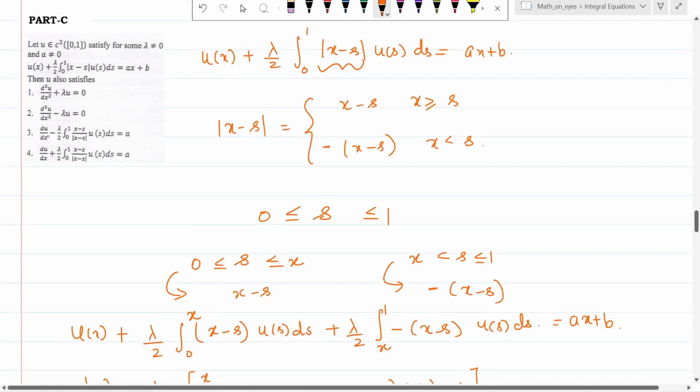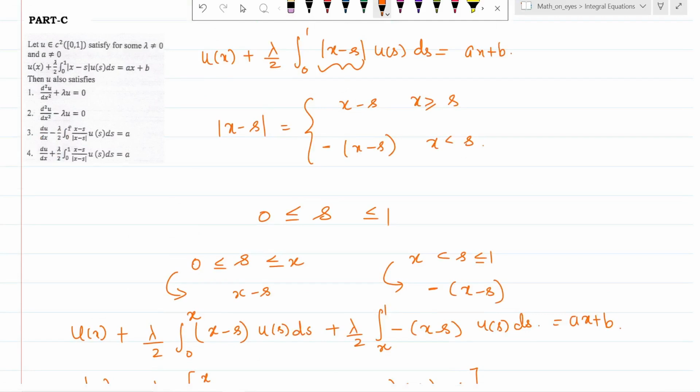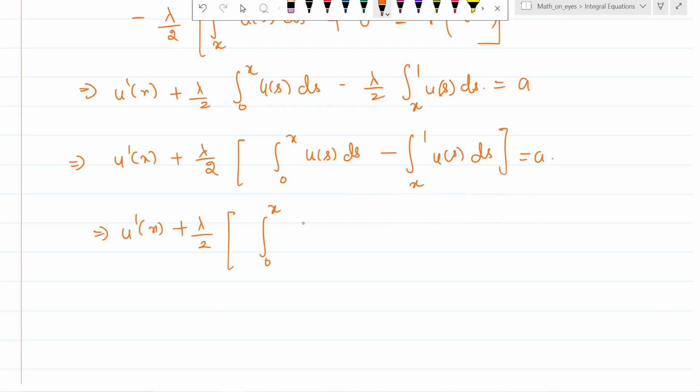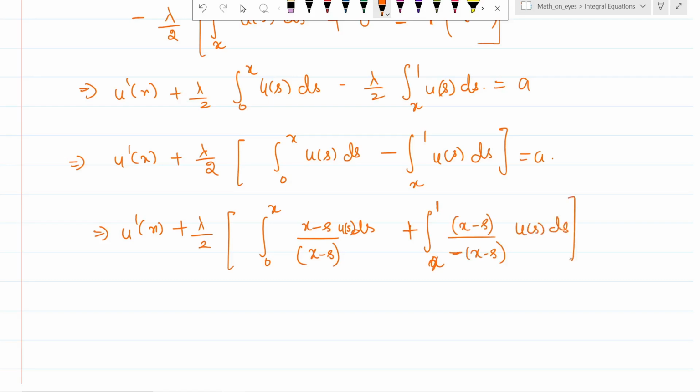What is given in the option? du by dx is equal to, they have combined lambda by 2 taken outside and they have combined the integral for the limit 0 to 1. They have used x minus s and modulus of x minus s. Now we are going to use the same thing: u dash of x plus lambda by 2 integral 0 to x, this is x minus s divided by modulus of x minus s, positive part you get, and then this u of s as it is into ds, minus, here I'm going to have plus, integral x to 1 of x minus s divided by minus of x minus s into u of s ds is equal to a.